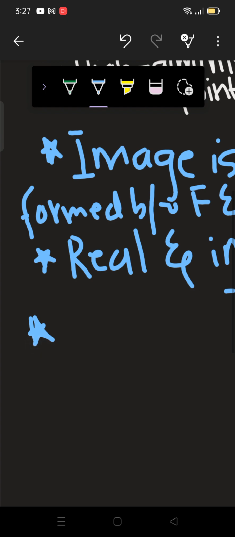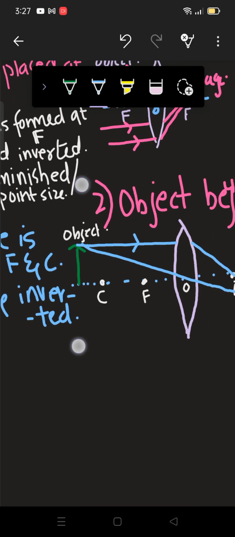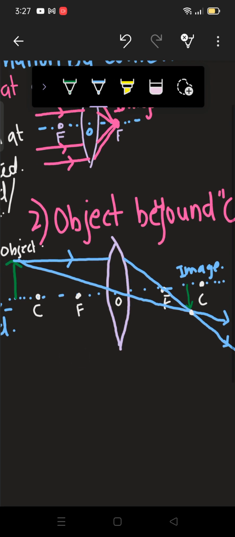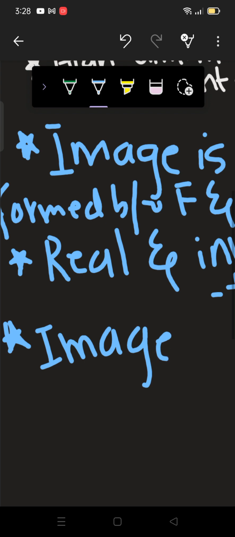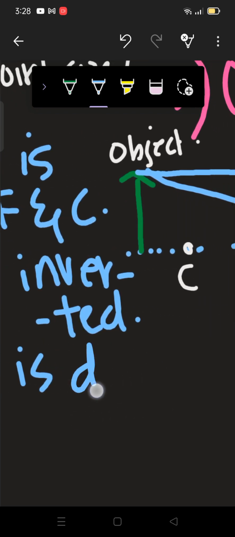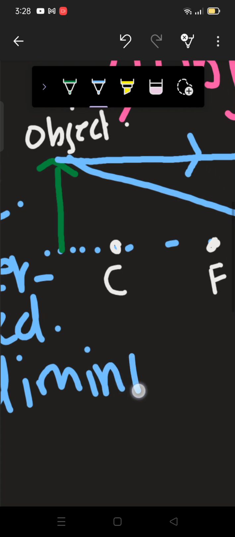What is the third property? The third property is that the image is diminished. As you can see, the object size is this and the image size is this. So the image which is formed between C and F is diminished compared to the object. So I should write this as well: the image is diminished, which means small.